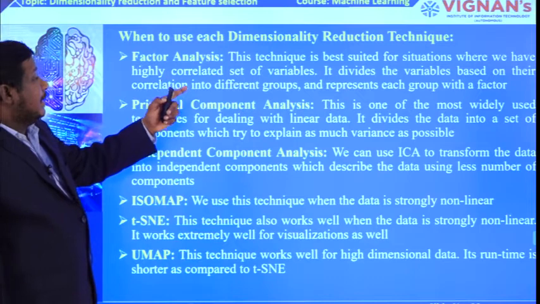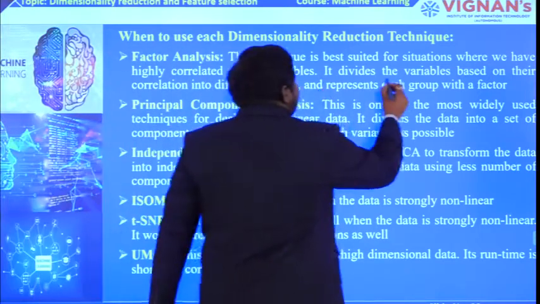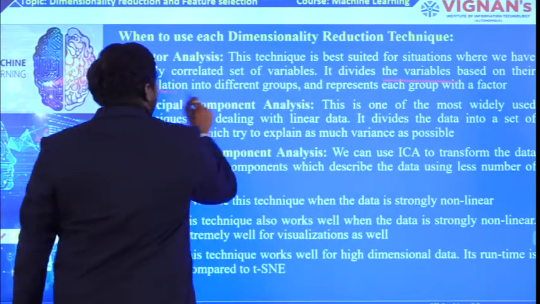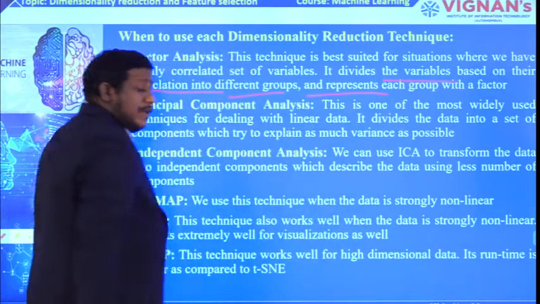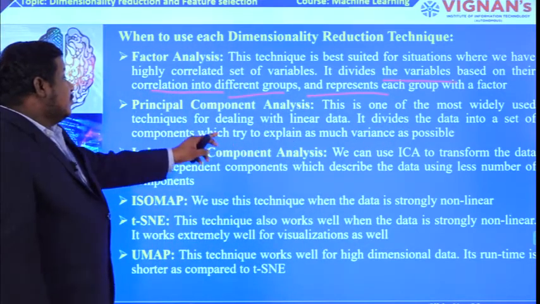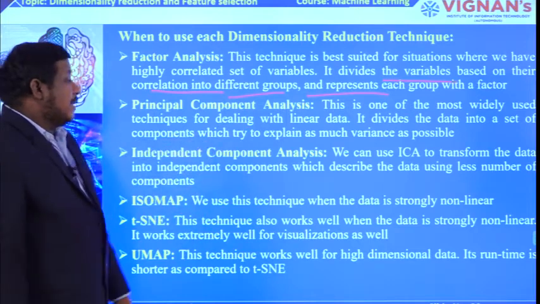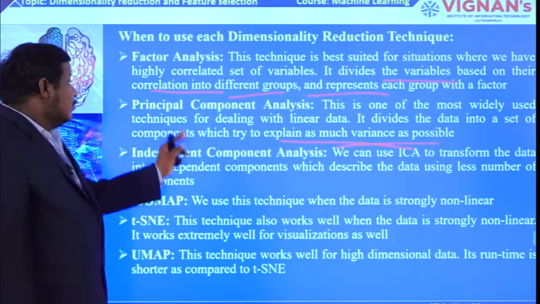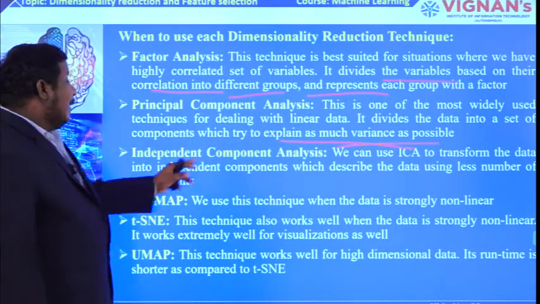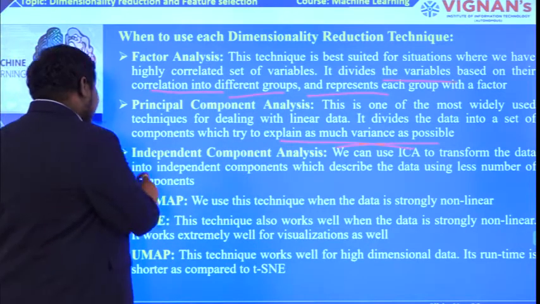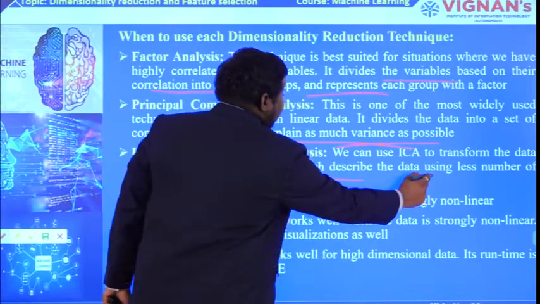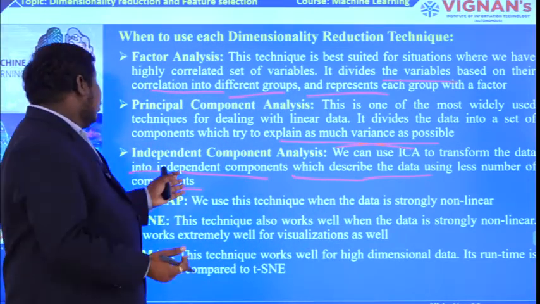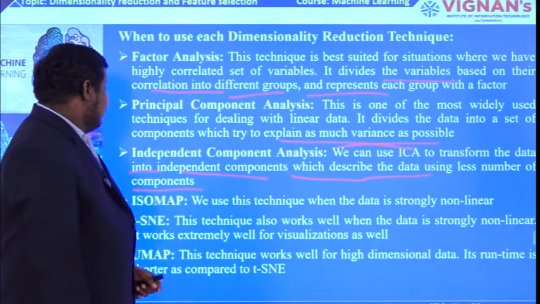Factor analysis divides the variables based on their correlation into different groups and represents each group with a factor. PCA divides the data into a set of components which try to explain variance as much as possible. So, when you want to work with the variance, we will use the PCA model. For independent components, we can use ICA to transform the data into independent components which describe the data using a smaller number of components. If you want to convert the data into independent components, we will use this ICA.